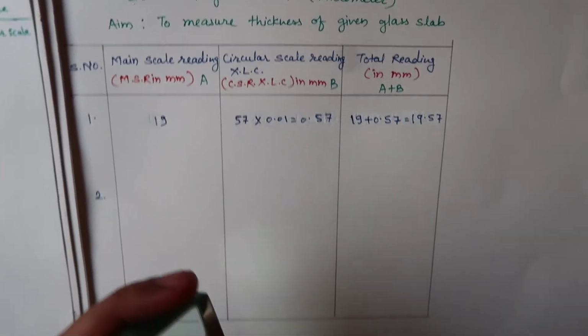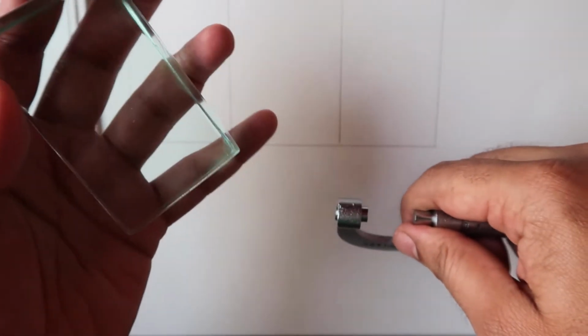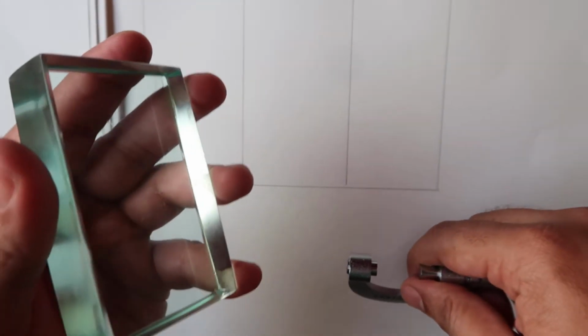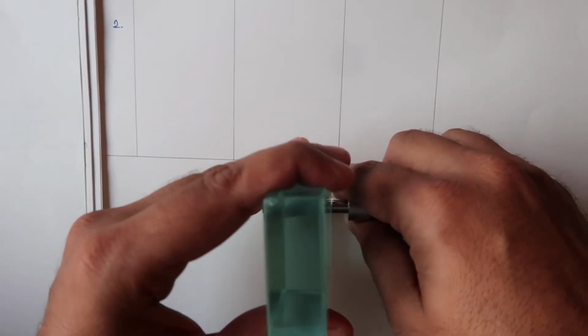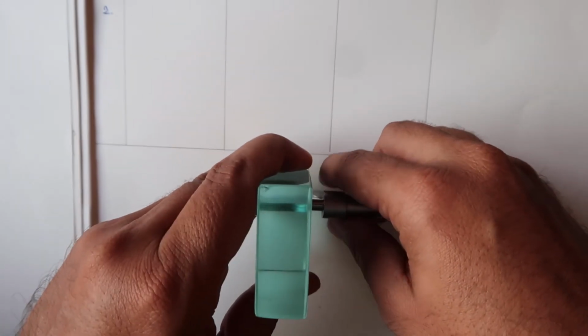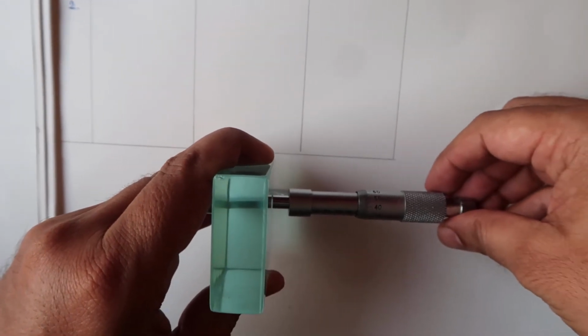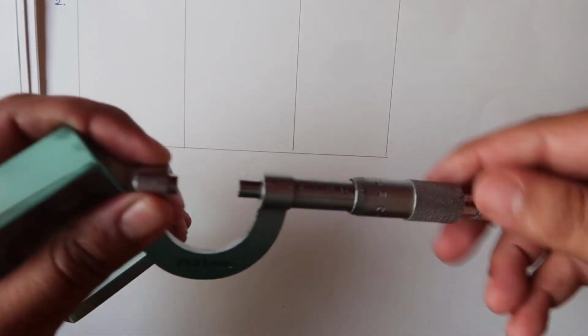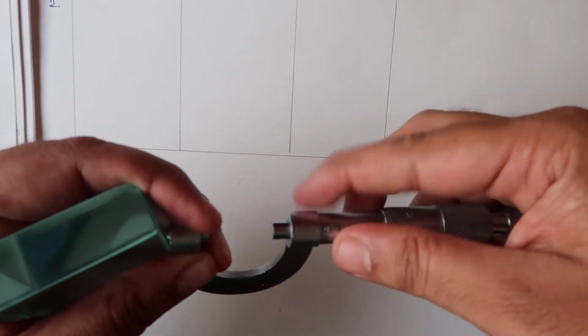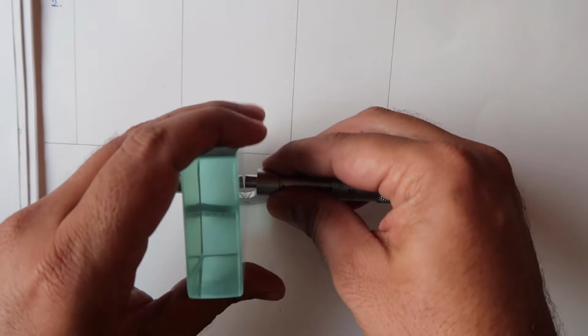Now one more time, try different positions of the glass slab because we are calculating the average thickness of this. So try this position now and see, first let there be enough space, okay, then try it.